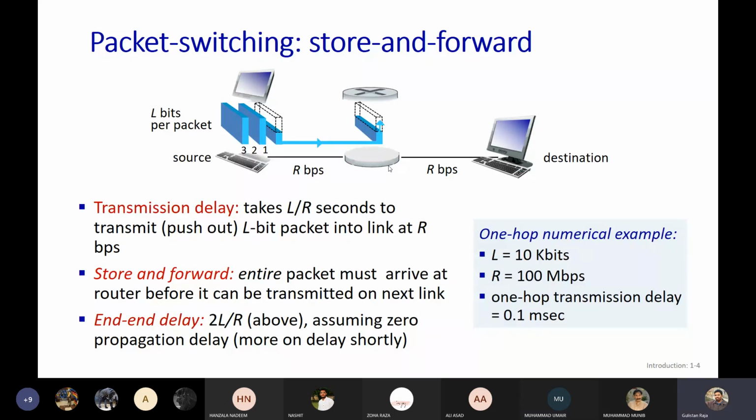Okay, so this is a concept used in packet switching: every router must receive the complete packet before it transmits it onto the next link. Now, if you look at the total delay, recall that L by R is the delay on each link. So what would be the total delay from source to destination?